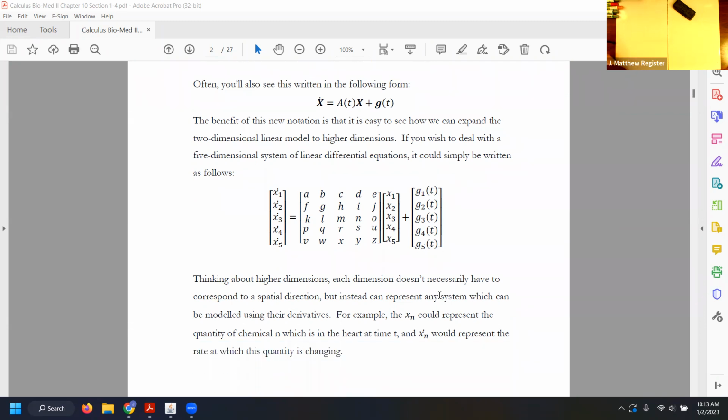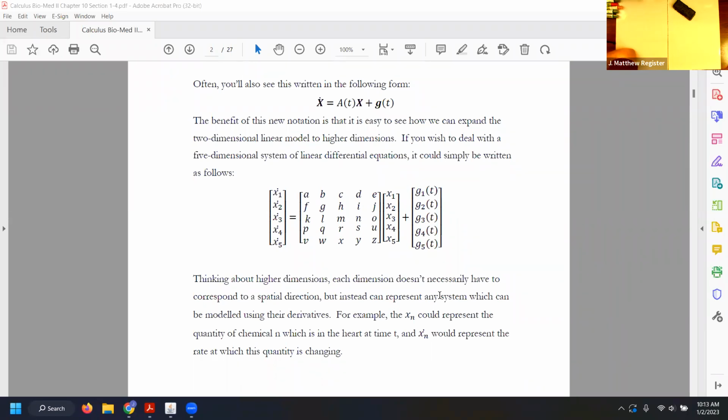Thinking about higher dimensions, each dimension doesn't necessarily have to correspond to a spatial dimension. This is very important when we're dealing with this stuff. We're not thinking about graphing in 5-dimensional space. That's not a thing we're going to be doing. Instead, we can think about these in terms of populations.